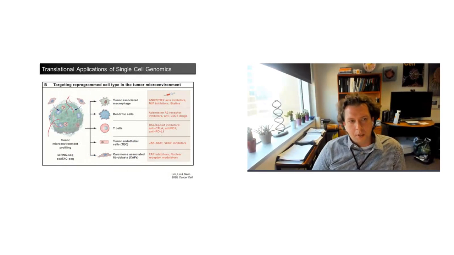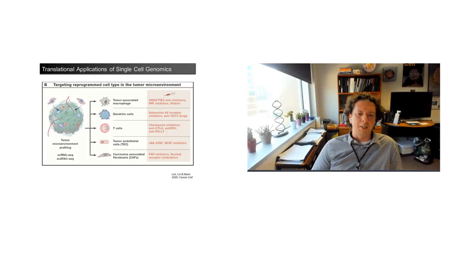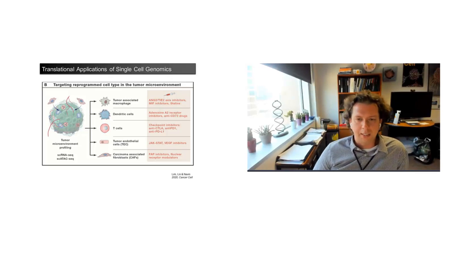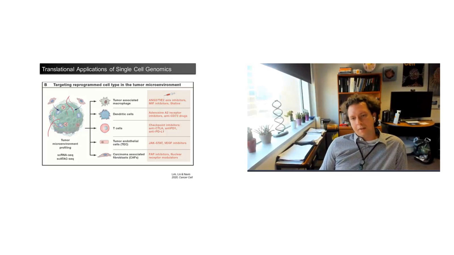And I think it's a little bit idealistic, but one day what we would hope is to be able to take a tumor like this, perform single-cell RNA sequencing, single-cell ATAC sequencing, and then identify which cell types in the microenvironment are reprogrammed, and then think about specific targeted therapies. There are some examples here for targeting just those cells in order to treat the disease, or even multiple cell types based on these inhibitors.